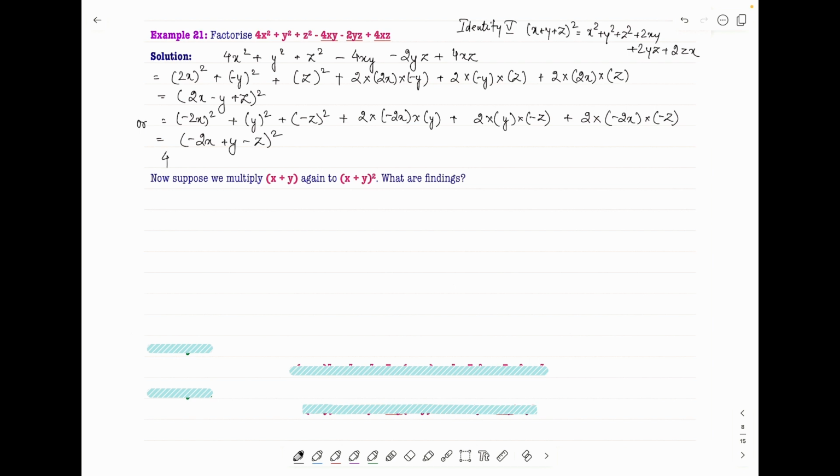So the solution to this equation, 4x square plus y square plus z square minus 4xy minus 2yz plus 4xz, has two solutions actually: 2x minus y plus z whole square, or it can be equal to minus 2x plus y minus z whole square. Remember, in this equation if you take minus 1 out, you are going to get this thing, and minus 1 square is 1. So the same thing. Got my point? So this is the answer of this question.